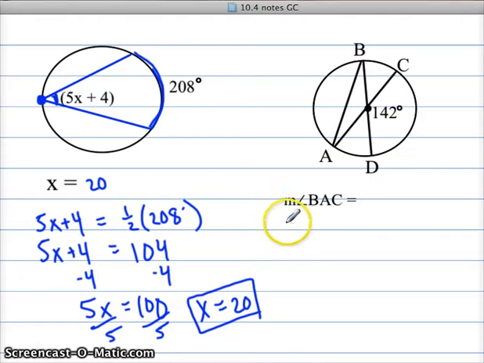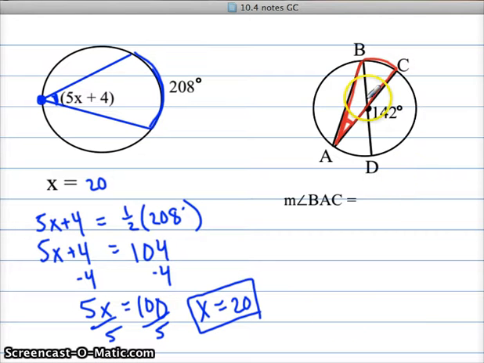Okay. Now for the next problem, we're going to look at trying to figure out what angle BAC is. So B, then go to A, then go to C. This is the angle we're looking for. Okay. Now sometimes it helps to think of, well, what arc is it grabbing onto? It's grabbing onto arc BC. So just kind of keep that in mind.